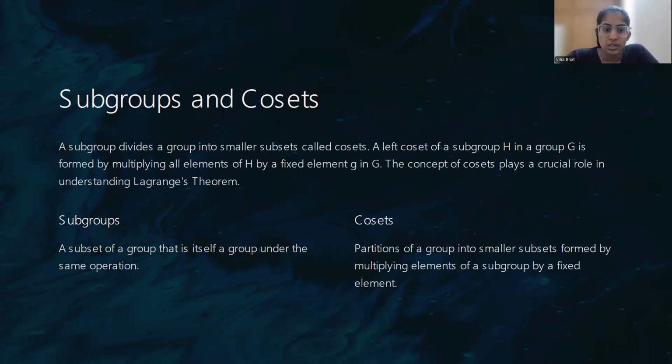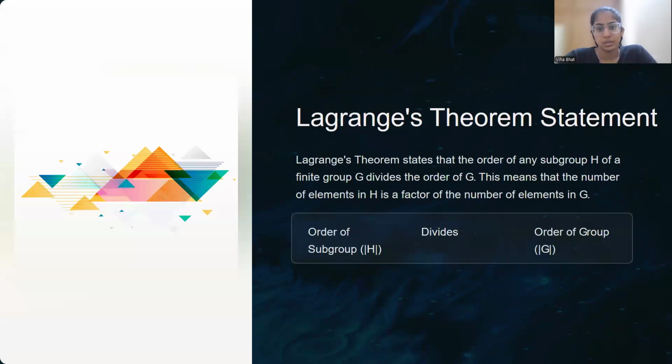So, what is a subgroup? A subgroup is a subset of a group that is itself a group under the same operation. What is a coset? It is a partition of a group into smaller subsets formed by multiplying the elements of a subgroup by a fixed element. So, Lagrange's theorem statement.